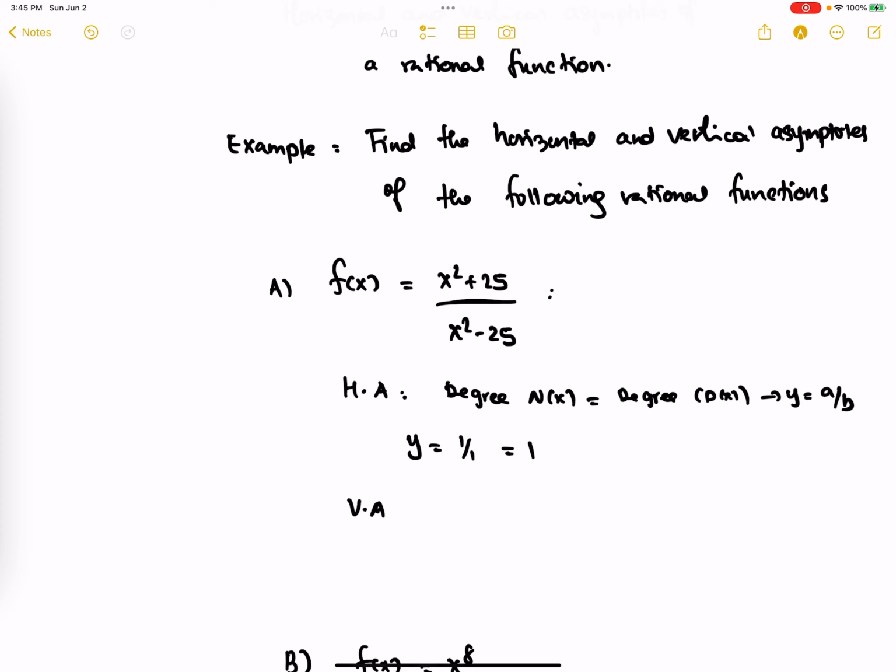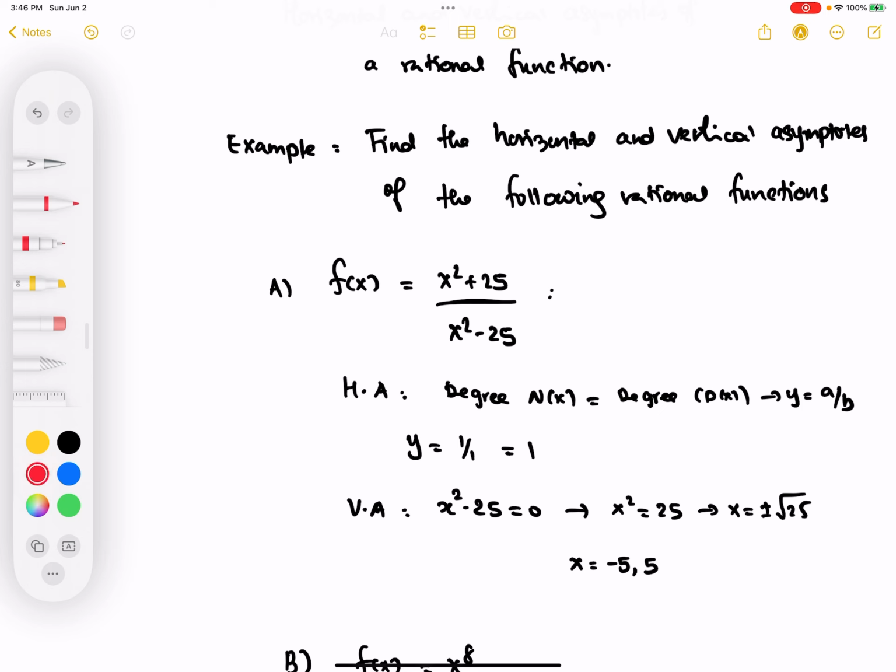Vertical asymptote: focus on the denominator. That is, solve for x squared minus 25 is equal to 0. This is x squared is equal to 25. This is x is equal to plus or minus root 25. Then x is negative 5 and 5. These are the vertical asymptotes, and the horizontal asymptote is y is equal to 1.